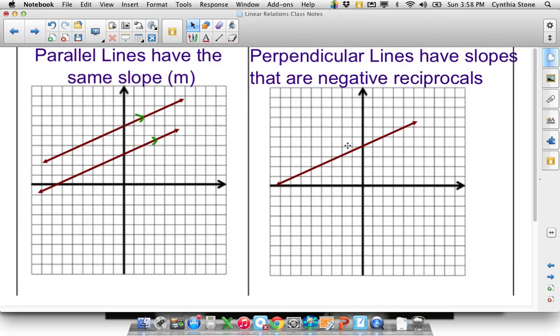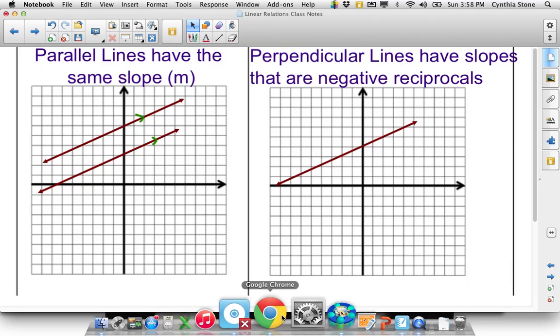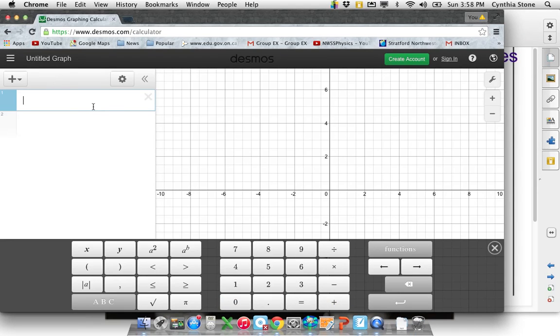Perpendicular lines are different, and I wanted to take a look at Desmos for that. So I'm going to slide over to Desmos, and let's look at parallel lines first, just because we can. Say I draw a line that says 2x plus 4, okay? And now I want to add a line, and what would be a parallel line? What would an equation I could enter for a parallel line be?